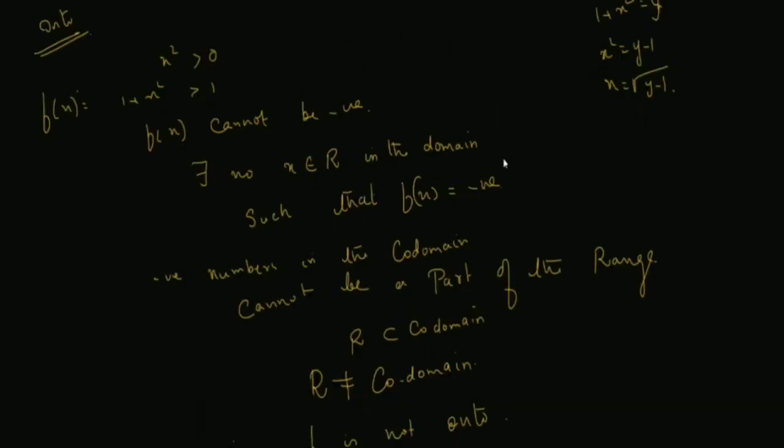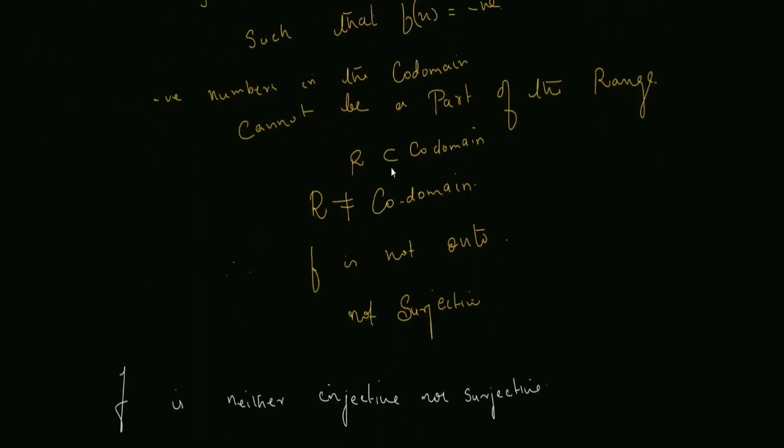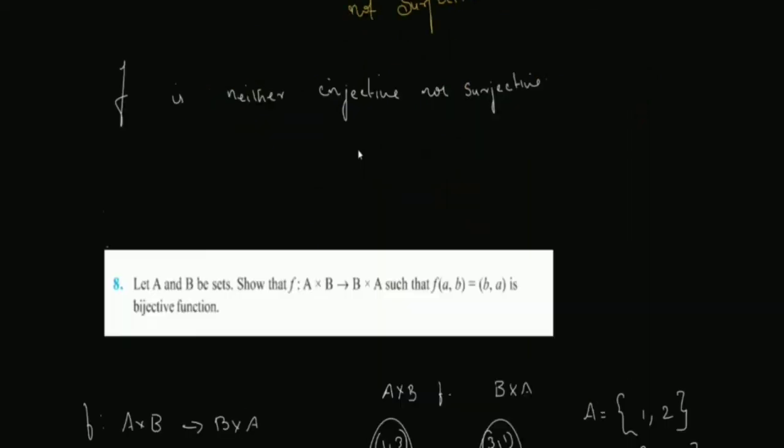Negative numbers in the codomain cannot be a part of the range. The range is a subset of the codomain. Range is not equal to the codomain, therefore the function is not onto, it is not surjective. So f is neither injective nor surjective. Now we'll move on to the next question.